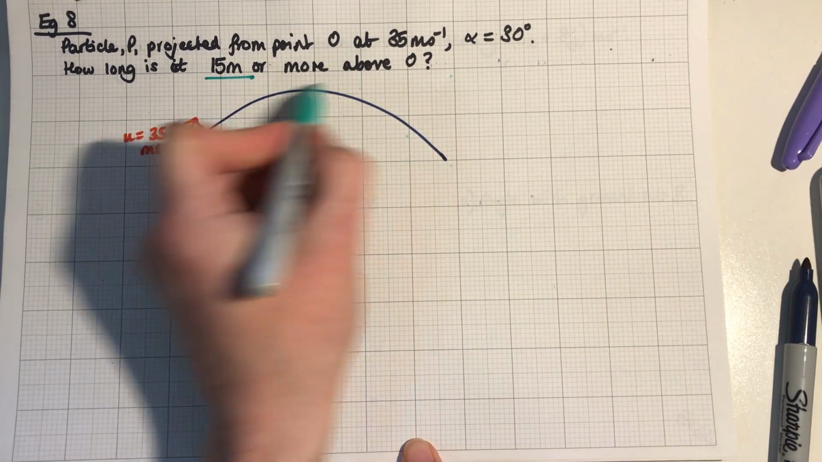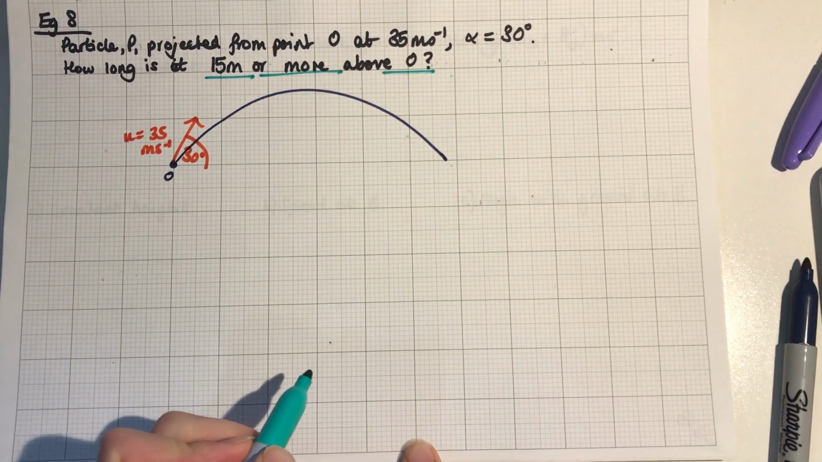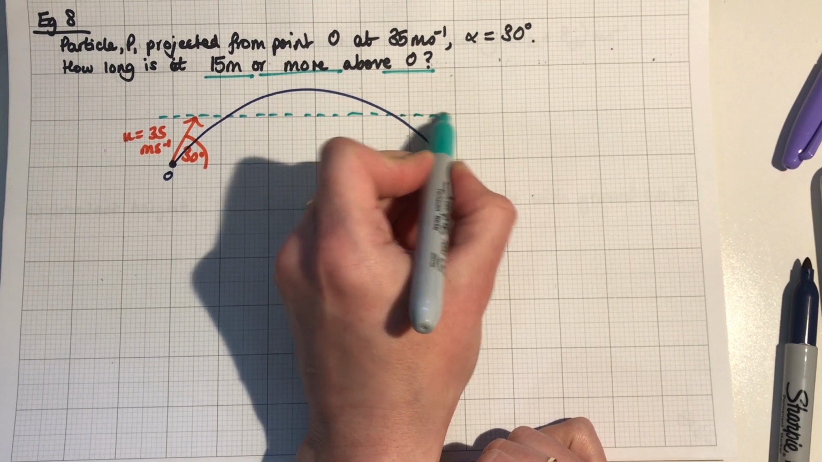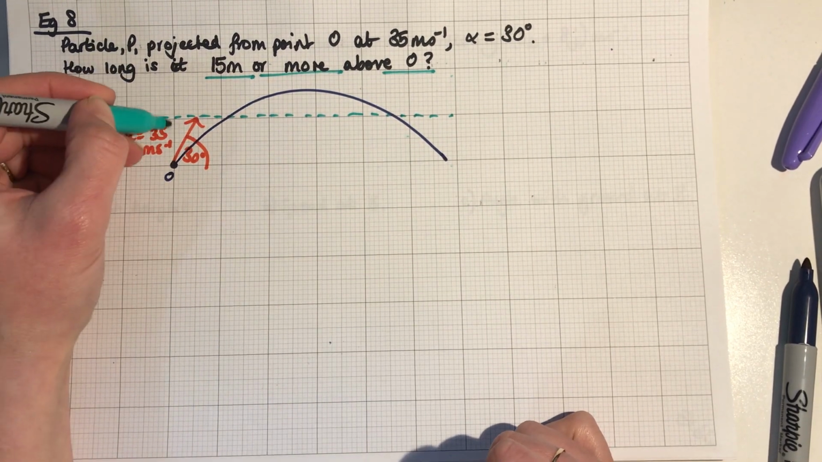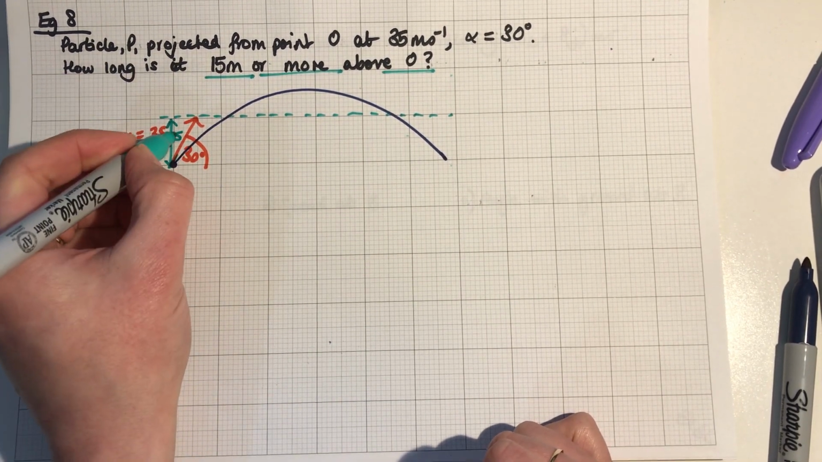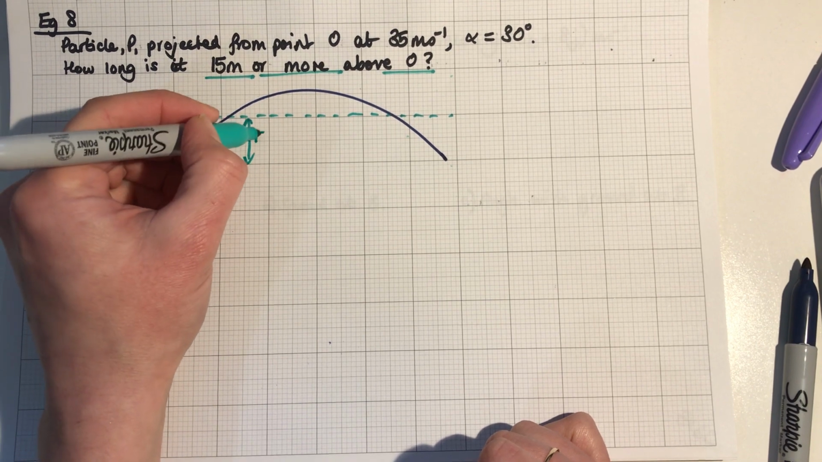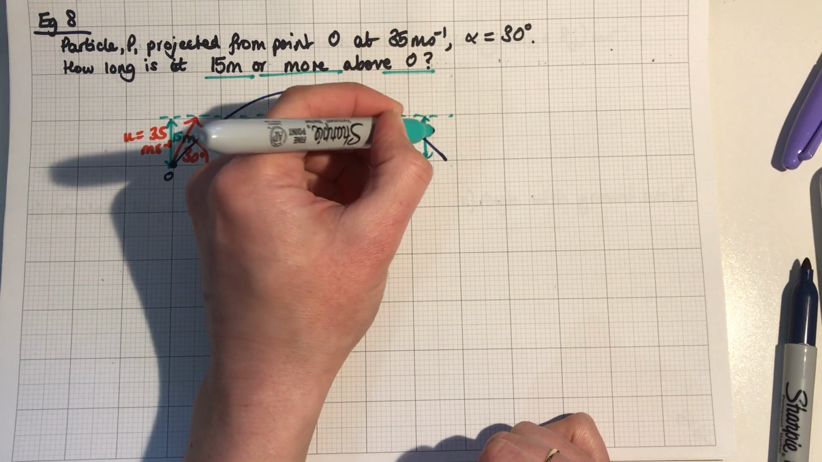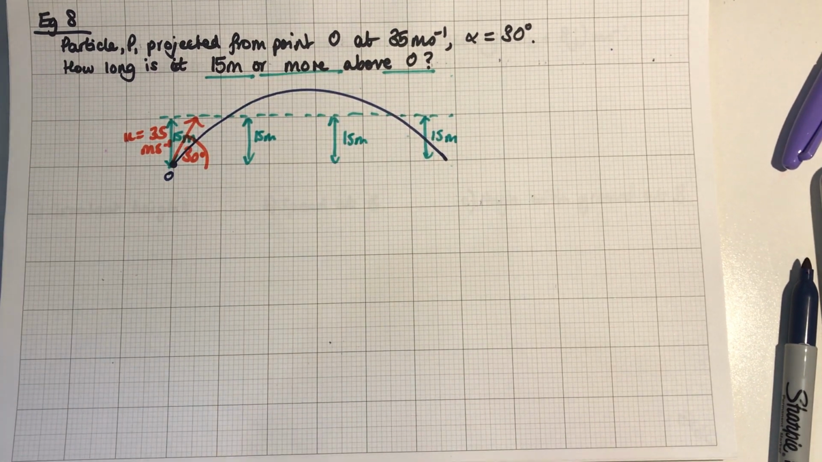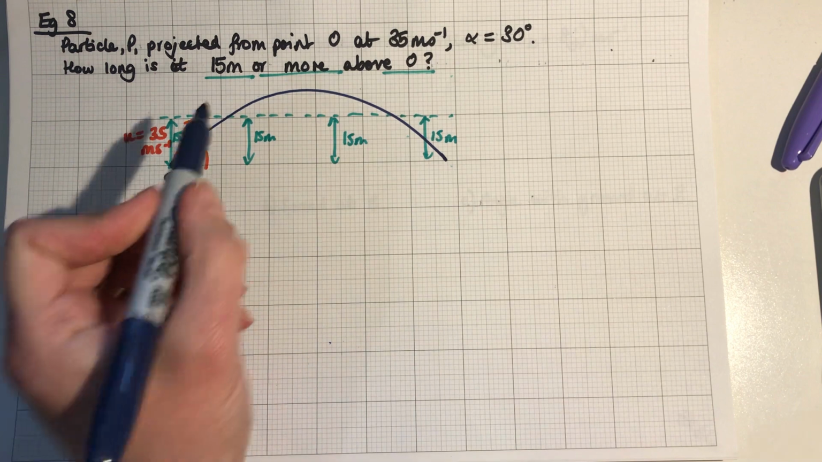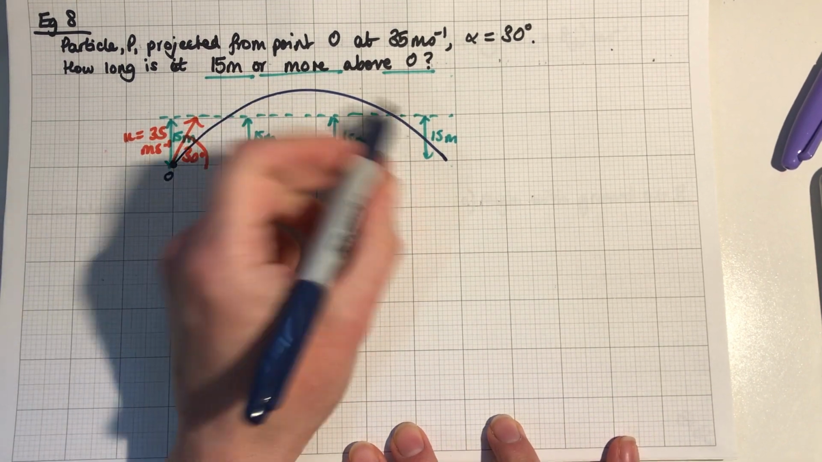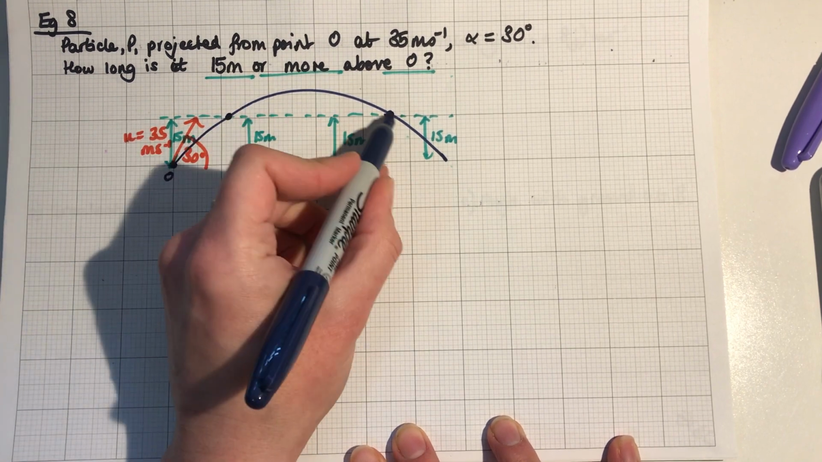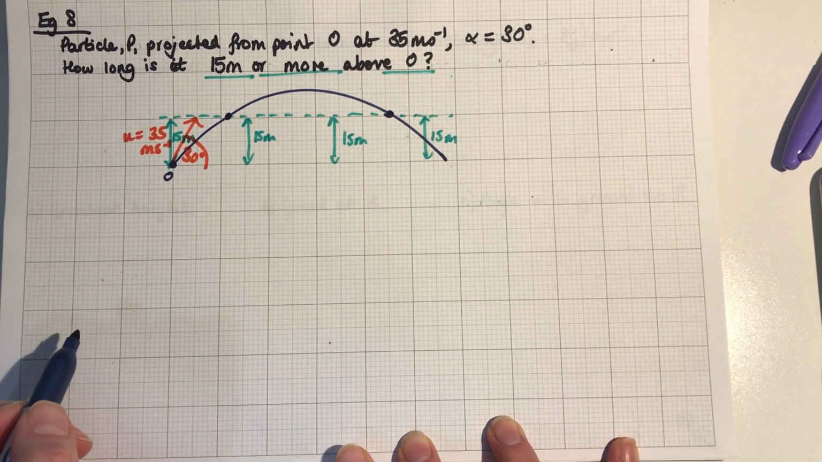How long is it 15 metres or more above O? So let's draw ourselves a line like that and say that this height here is 15 metres. So that point there, 15 metres. All the way along, we are 15 metres above O. And the question is asking us, for how long do we stay 15 metres or more above O? So from here to here, what's that time for that section of the journey?